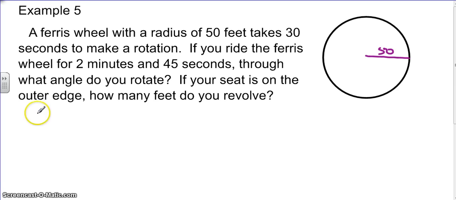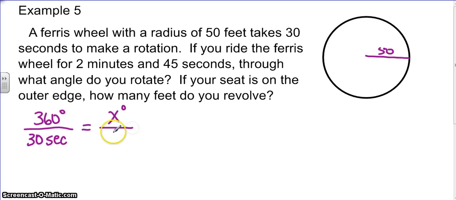So one thing I do know is that 360 degrees is the same thing as 30 seconds. This is my conversion fact because it takes 30 seconds to get all the way around the circle. So 360 degrees over 30 seconds is the same thing as x degrees over, now this is how many seconds that I've traveled. If I've gone for 2 minutes and 45 seconds, that's going to be 120 seconds plus another 45 seconds would give me 165 seconds.